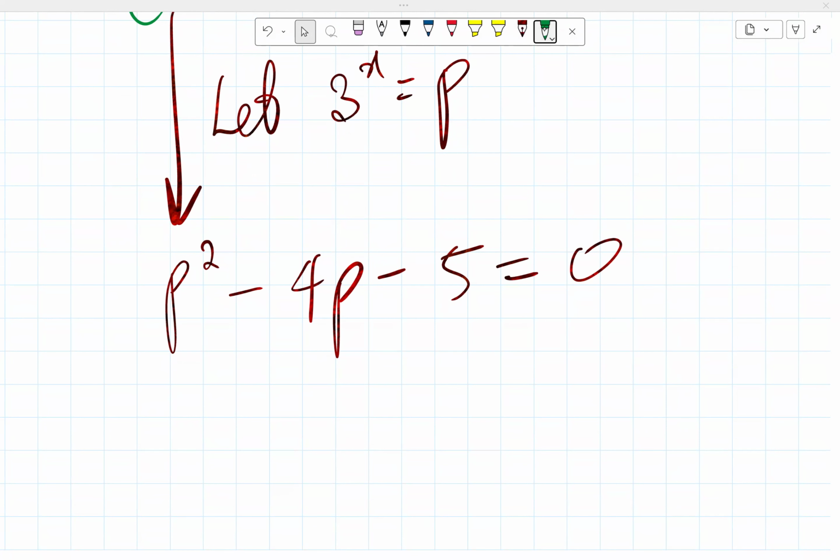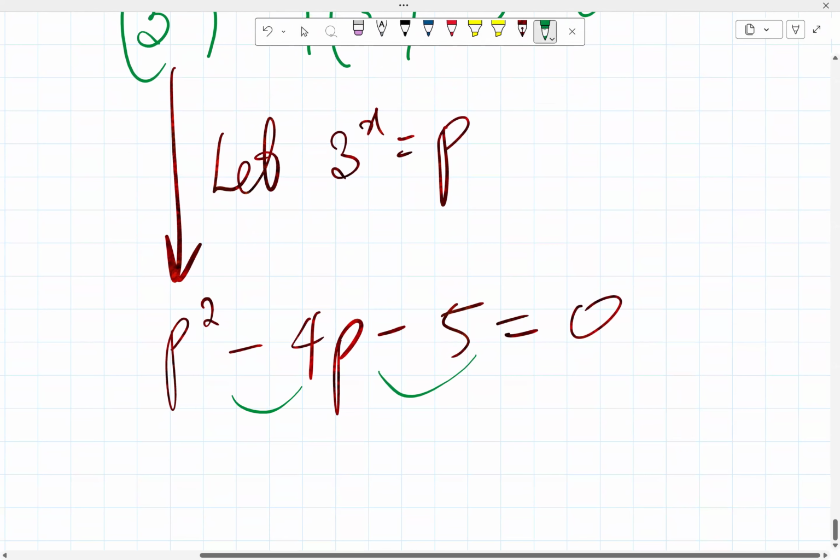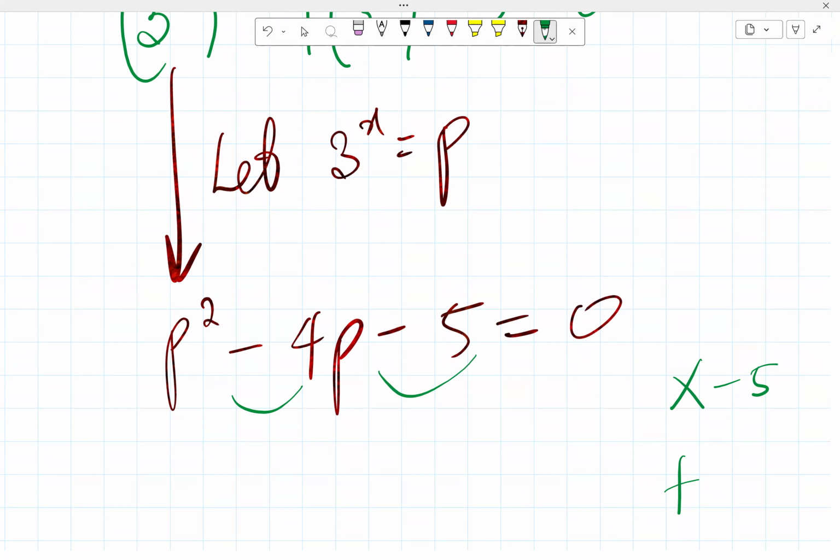So this is a quadratic equation in terms of p. And to do this now, we have minus 5 here, of course, and we have minus 4 here. So we need two numbers that when we multiply, we get minus 5, and when we add, we get minus 4. Because this sum is negative, the two numbers can be negative and positive, right? They should be factors of 5, so we can have 5 and 1. So minus 5 and plus 1 should do the job, because minus 5 plus 1 is minus 4. So they will do the job for sure.